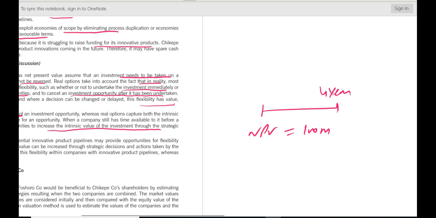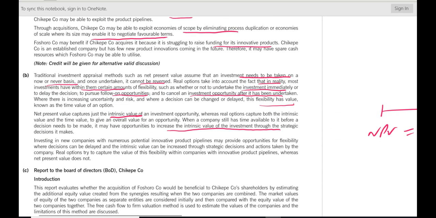During these 4 years, we have the option to open a new shop, the option to expand this shop, the option to open a new business. So this time of 4 years while doing the business has some worth. Real options will consider this. Investing in new companies with numerous potential innovative product pipelines may provide opportunities for flexibility, where decisions can be delayed and intrinsic value can be increased through strategic decisions and actions taken by the company. So real options try to capture the value of this flexibility within companies with innovative product pipelines, whereas simple NPV does not.